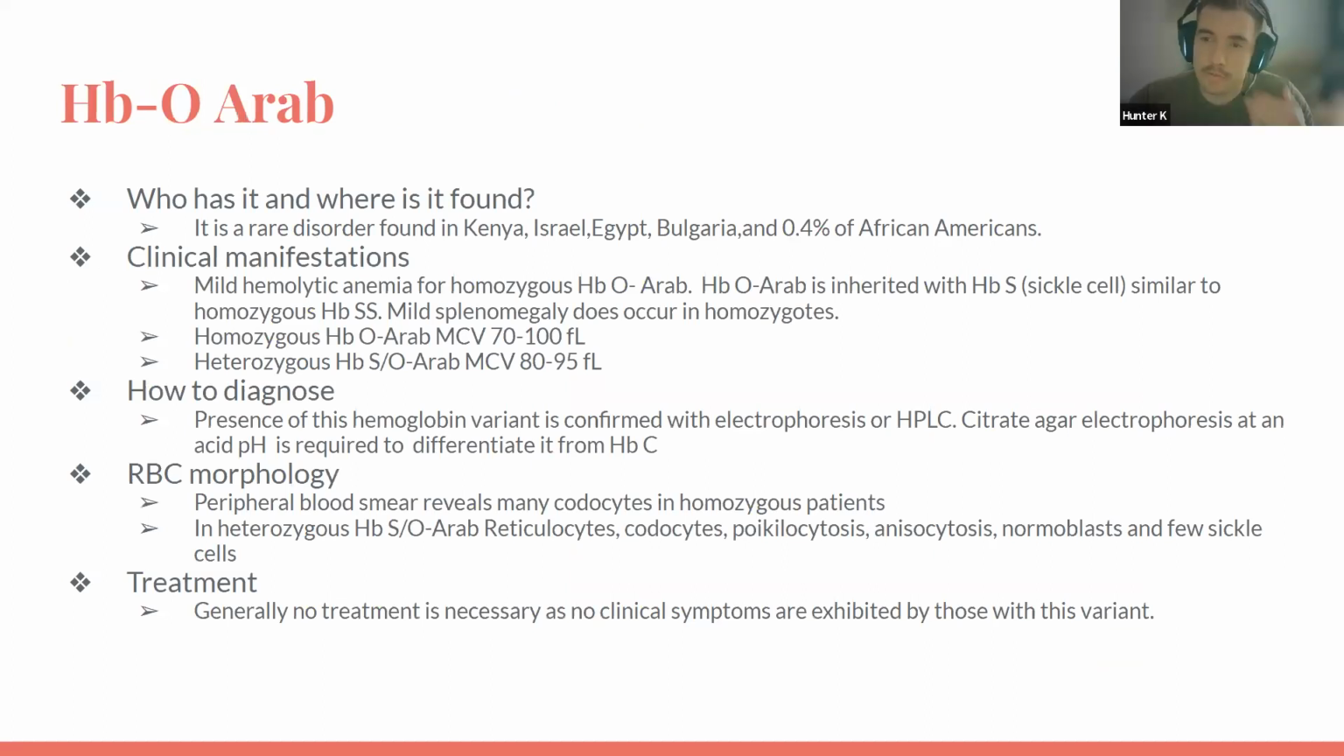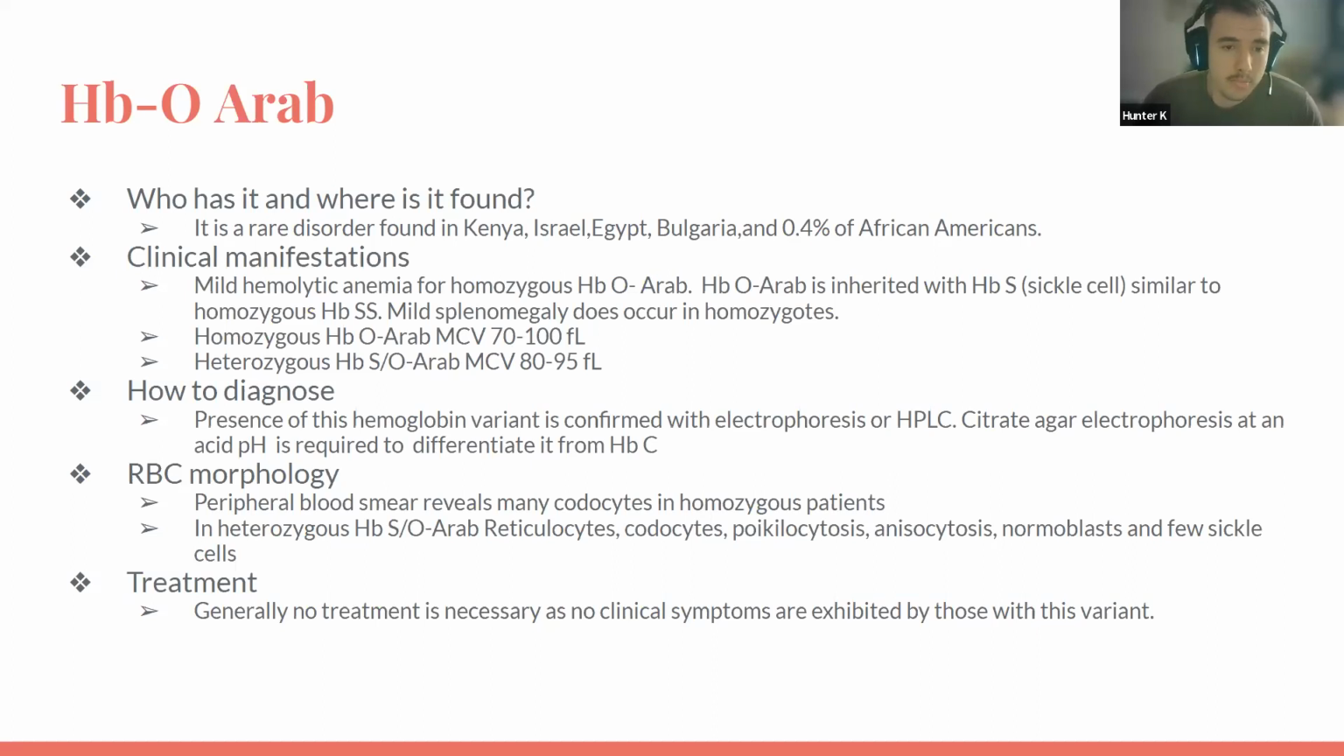All right, so the next hemoglobin we're going to be talking about is hemoglobin O Arab. Hemoglobin O Arab is a beta chain variant caused by the substitution of lysine for glutamic acid at amino acid position 121. The disorder is primarily found in Kenya, Israel, Egypt, and Bulgaria, and about 4% of African Americans. People with this hemoglobin variant generally don't have any clinical symptoms except for mild splenomegaly in the homozygotes.